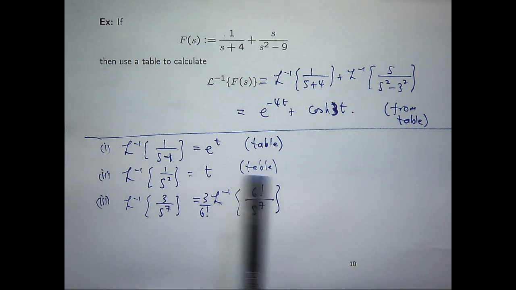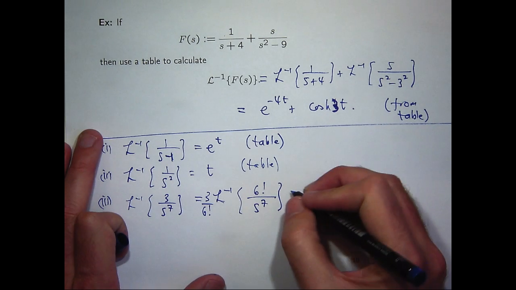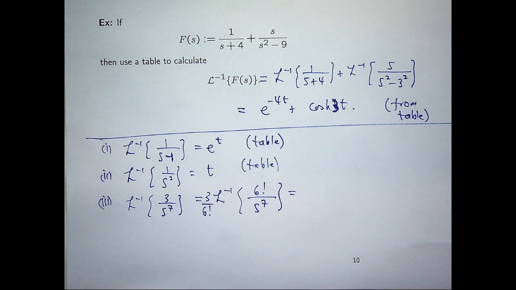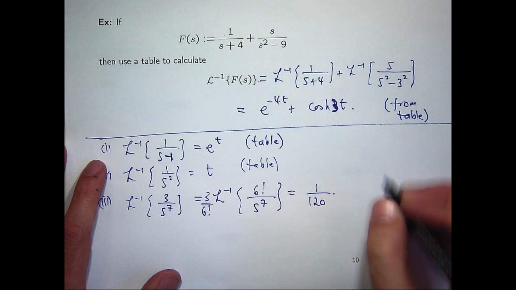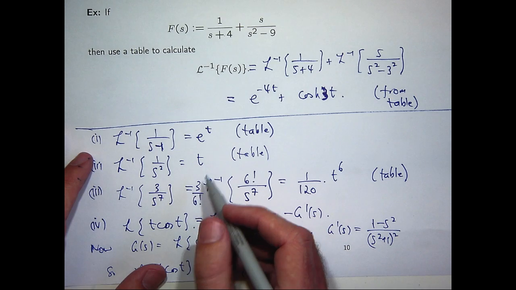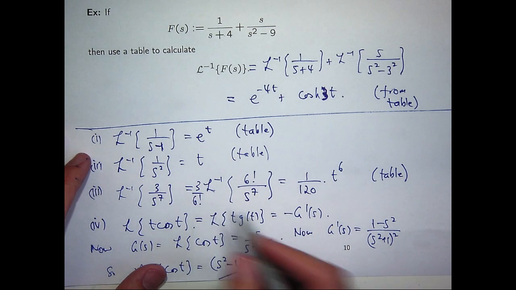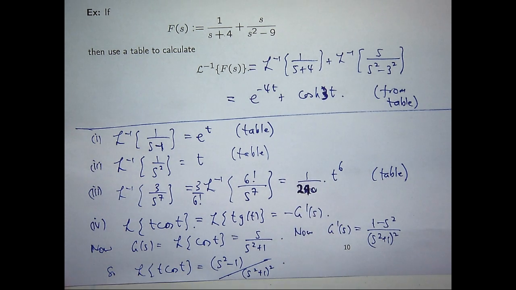Okay, so this part now is contained in my table down here with m equals 6. So I look across, the inverse transform is going to be t to the power 6. So 3 on 6 factorial, that's going to be something like 1 on 120. I've left off a factor of 2 here. Okay, so this should be 240, not 120. Okay, 240, not 120, sorry.